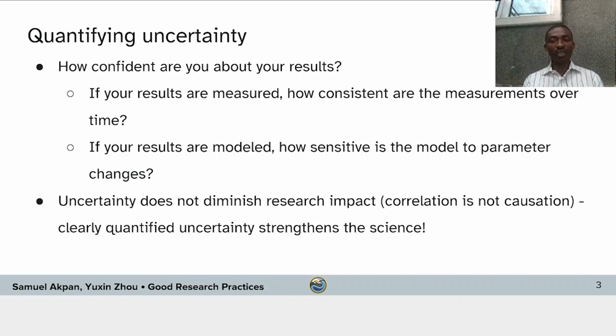And remember that correlation does not imply causation. If two parameters are correlated, it does not mean that one parameter is directly impacting the other parameter. There might be additional parameters that are actually the underlying cause of this fluctuation for both of these two parameters, right? You are studying, so you need to take note of them. All of this is to define the uncertainty, which does not in itself diminish your research impact. As a matter of fact, clearly quantified uncertainty will strengthen your science by building more confidence.